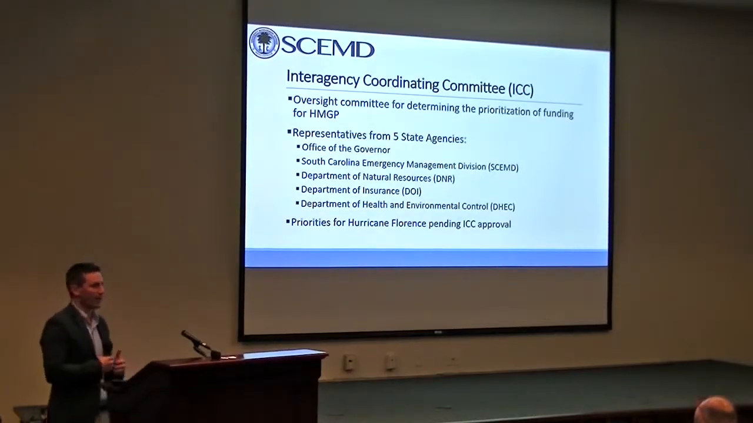We don't work in a vacuum, so when we make selections on what projects we send forward, we work with other state agencies to make sure that we select projects that build statewide resilience and don't focus on certain areas or communities. So we work with five other state agencies to make those decisions: the Office of the Governor, our office, Department of Natural Resources, Department of Insurance, as well as DA. And each funding cycle, we look to build priorities that continue to build statewide resilience and don't focus on the same things over and over again.